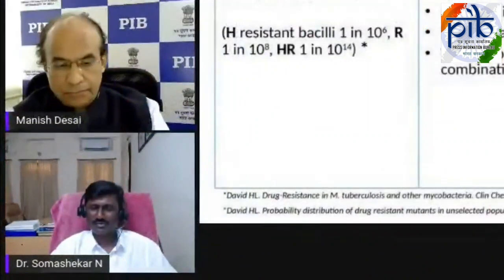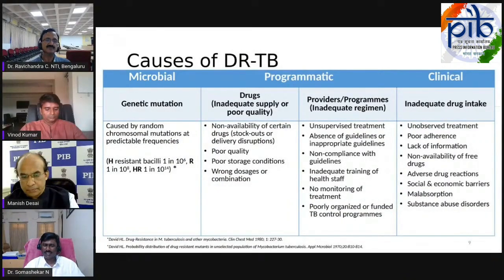Drug resistant TB is a TB where the bacteria is resistant to first line drugs. As I mentioned, INH and rifampicin are the first line drugs. If the bacilli, the bacteria Mycobacterium tuberculosis, is resistant to INH and rifampicin, it is called drug resistant TB, that is multi drug resistant TB.